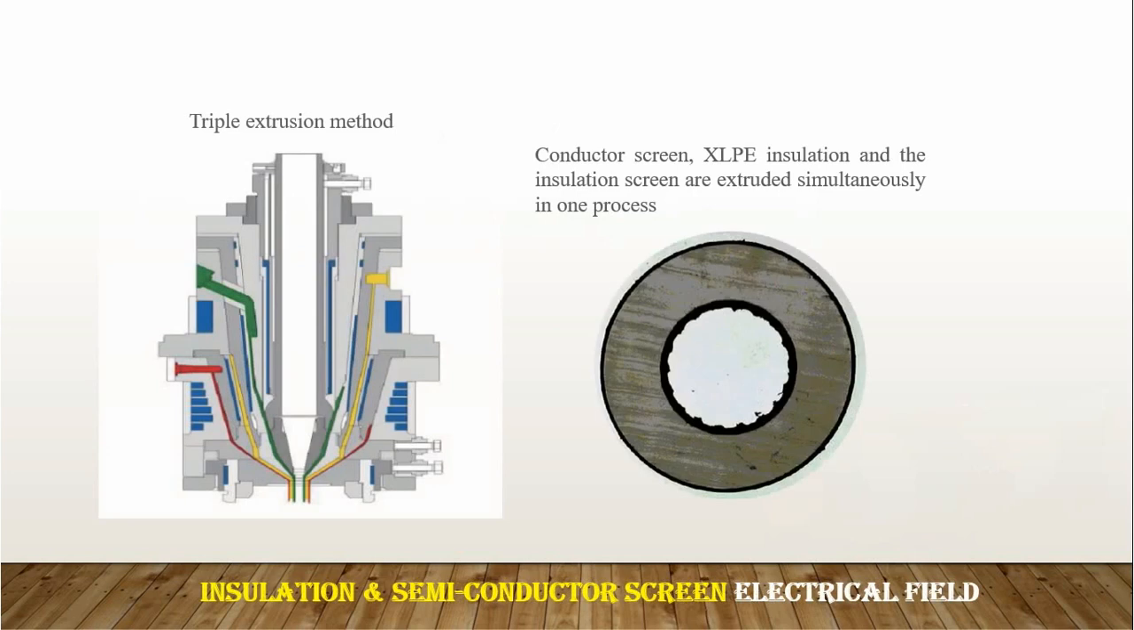We talked about the conductor screen, the XLPE insulation, and the insulation screen. It's good to know that all of these three layers are made in one process that is called the triple extrusion method, where a machine makes all the three layers together simultaneously. We can see from this cross-section view that the inner black layer is the conductor screen, the outer black layer is the insulation screen, and in between there is the insulation. In this case, it's an XLPE insulation.